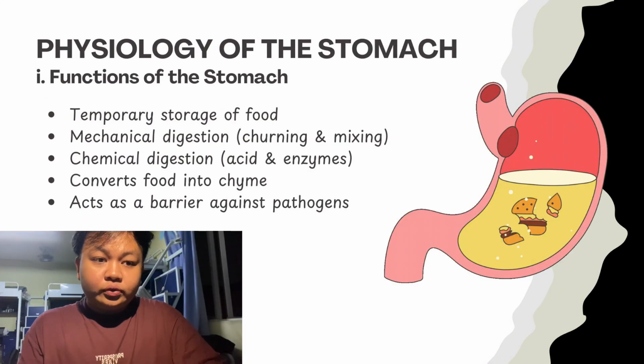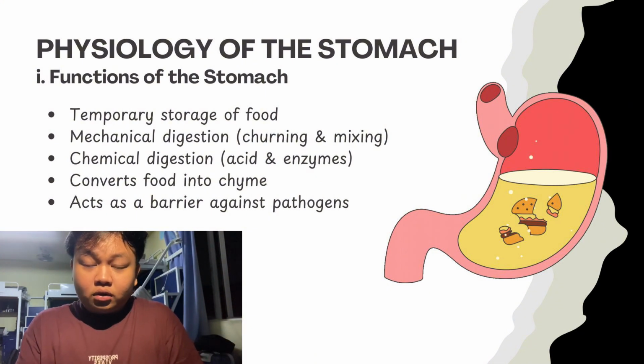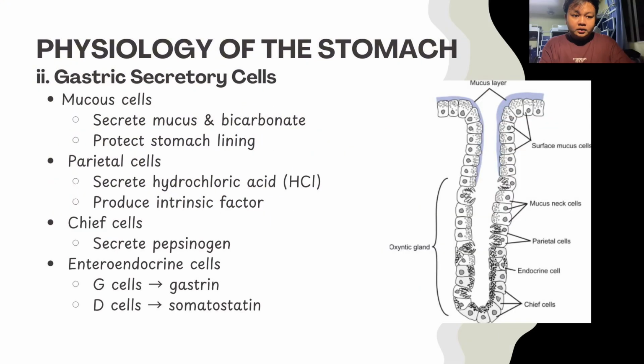Alright, now we're going to move on to the physiology, and we'll first look into the functions of the stomach. Basically, the stomach serves several important functions: it temporarily stores food, performs mechanical digestion through churning, and chemical digestion using acid and enzymes. It also converts food into a semi-liquid substance called chyme, and acts as a barrier against pathogens due to its acidic environment. Alright, now we're going to look at the gastric secretory cells.